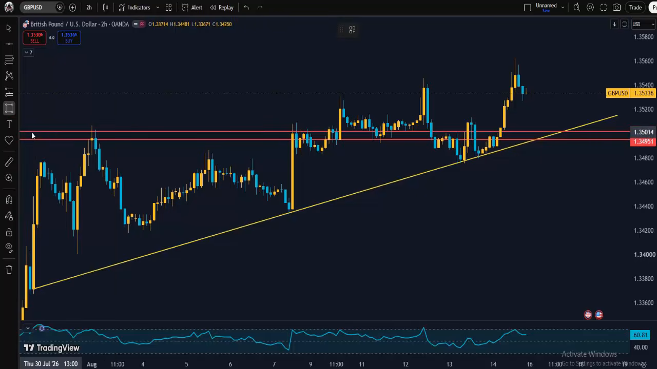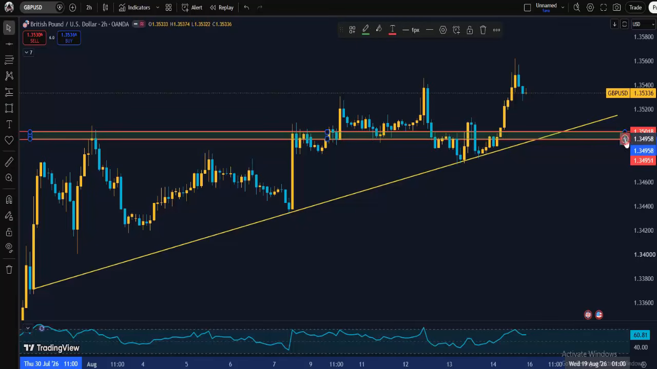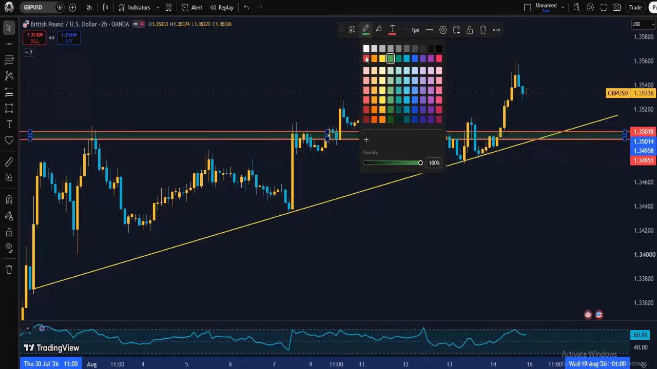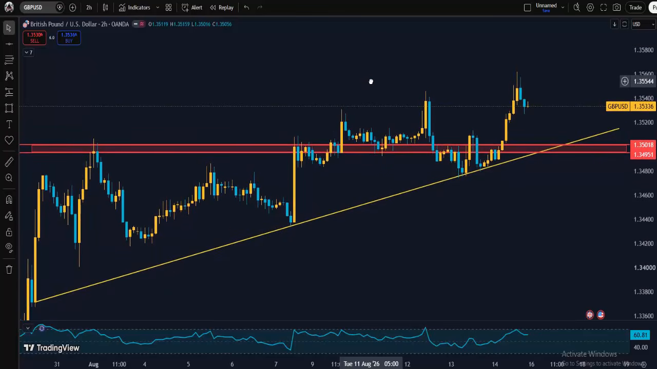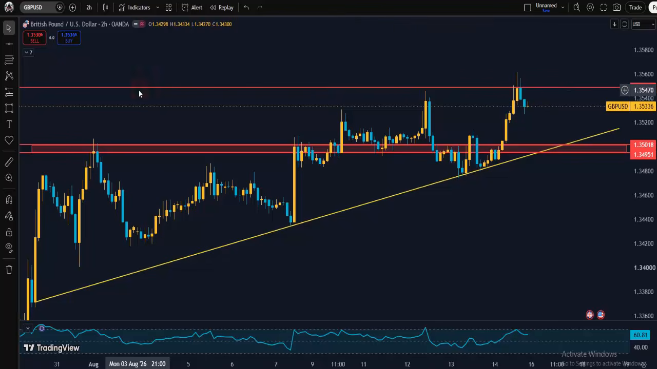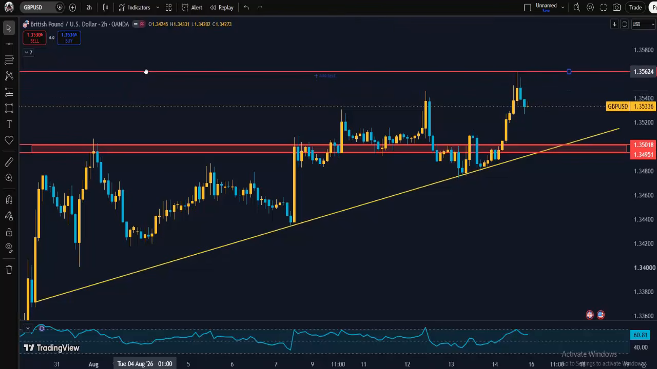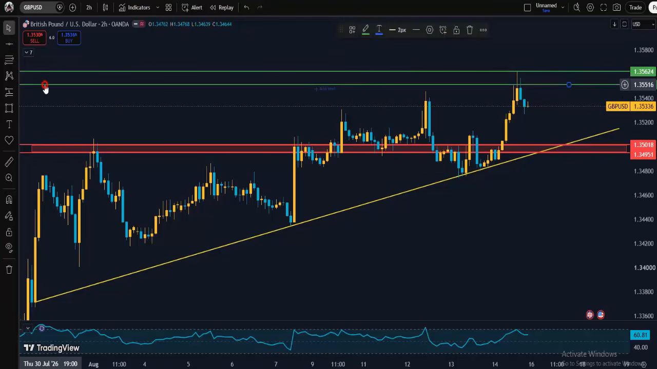Now moving to the key support area. The major support zone is located around 1.34951 to 1.35018. This area is important because it has previously acted as a reaction zone, and it is also close to the ascending trend line. If GBPUSD pulls back into this region and buyers step in again, it could provide another opportunity for the bullish structure to continue.